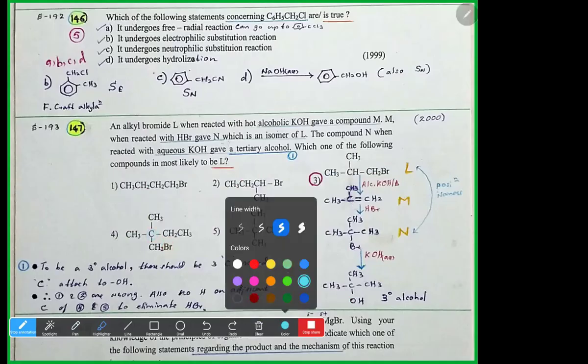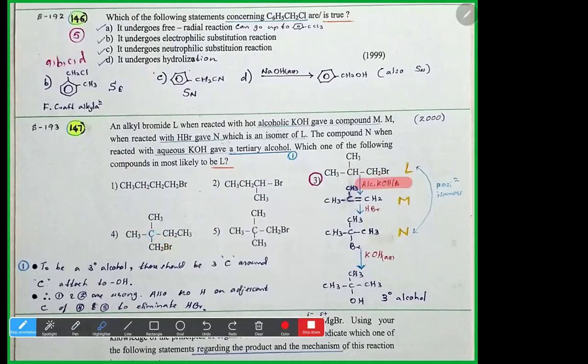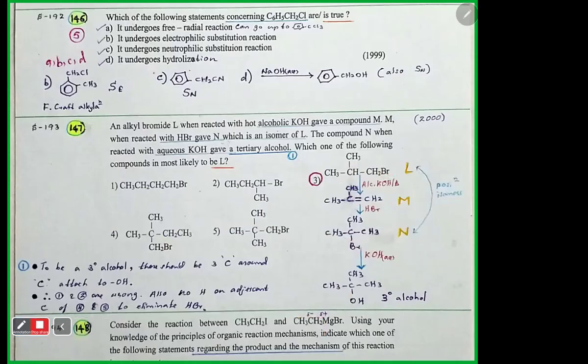So you are adding alcoholic KOH, it gets a double bond, addition of HBr, now bromine comes to the middle, aqueous KOH, bromine becomes OH, which is a tertiary alcohol. L and M are isomers of each other. This is L, this is M. See, bromine here, now bromine in the middle. These are position isomers. 147, answer 3.